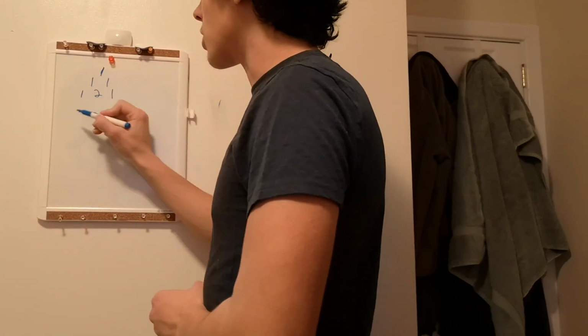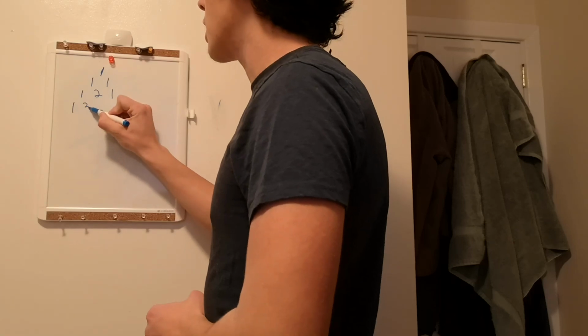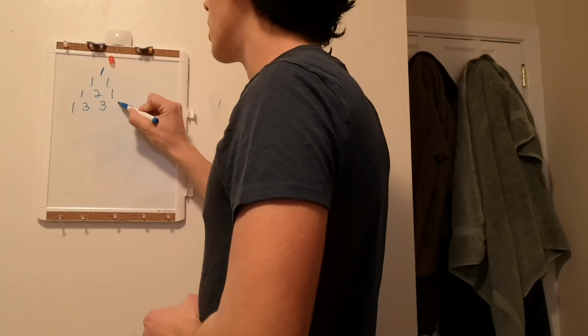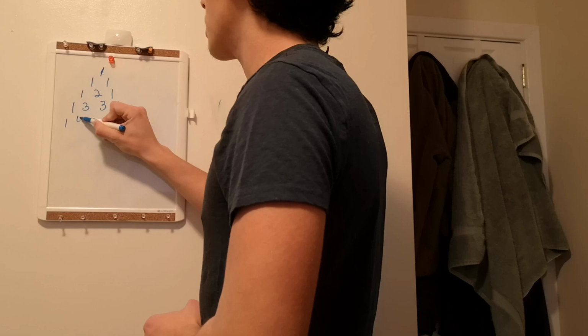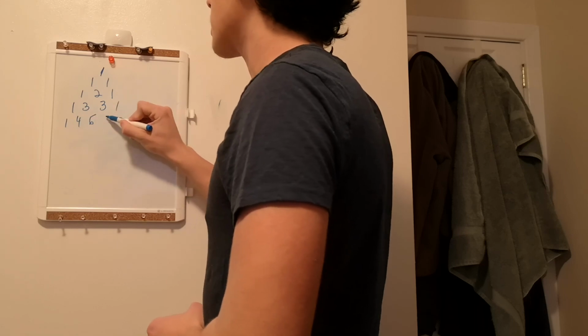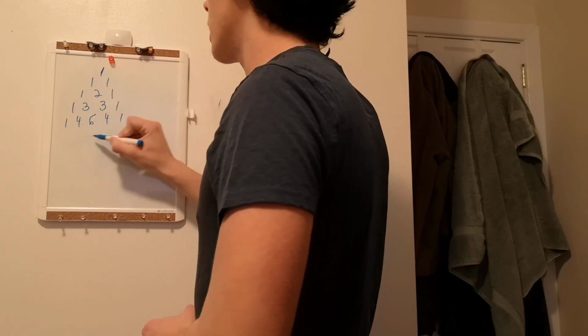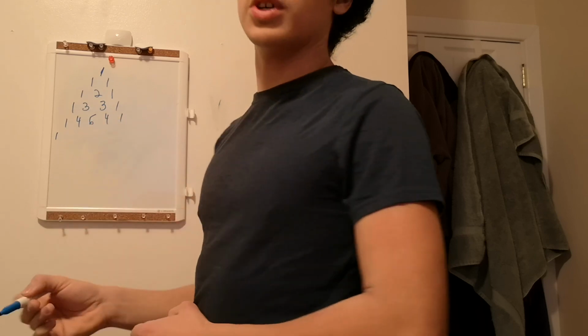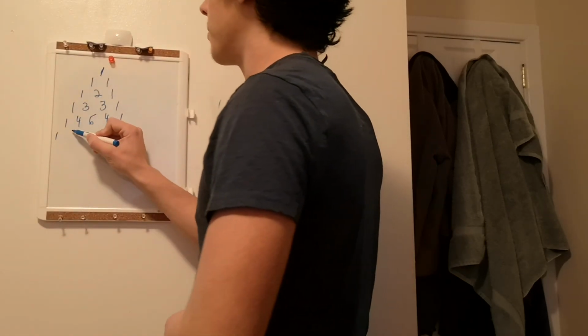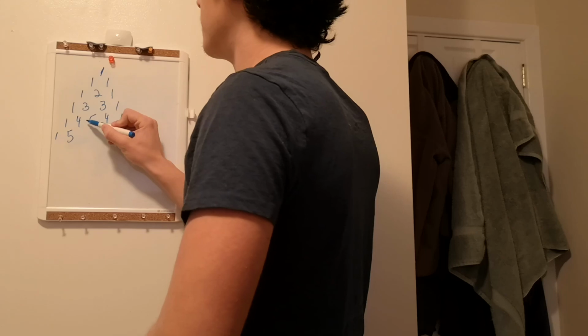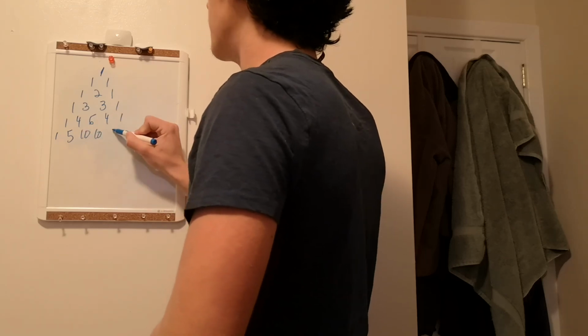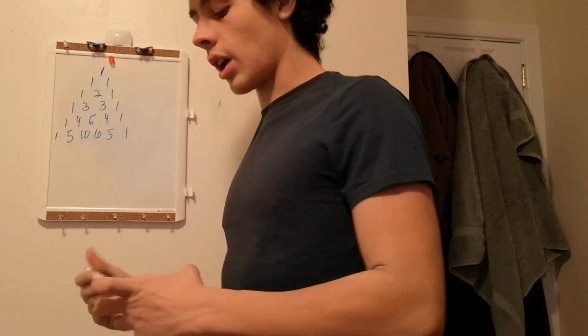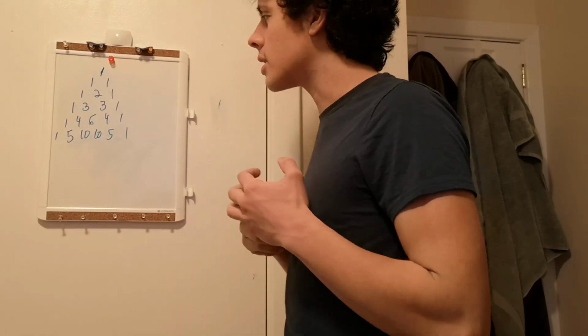And you get this number here, 1. So you can see it's symmetrical, and I'm just going to fill out a few of the numbers now. So 6, 4, 1, and as you can see, you can just do this forever. So 10, 10, 5, 1.